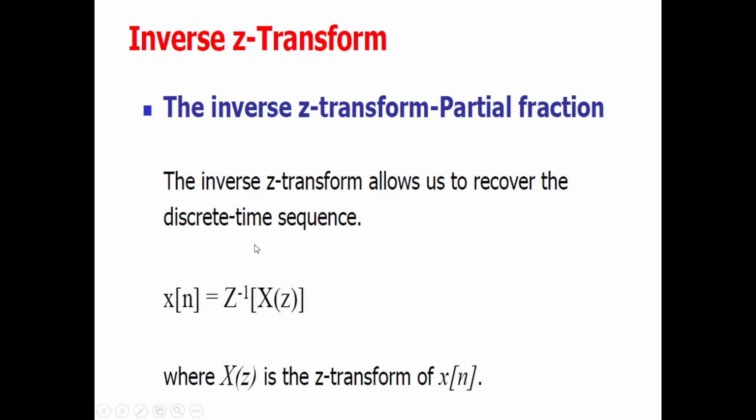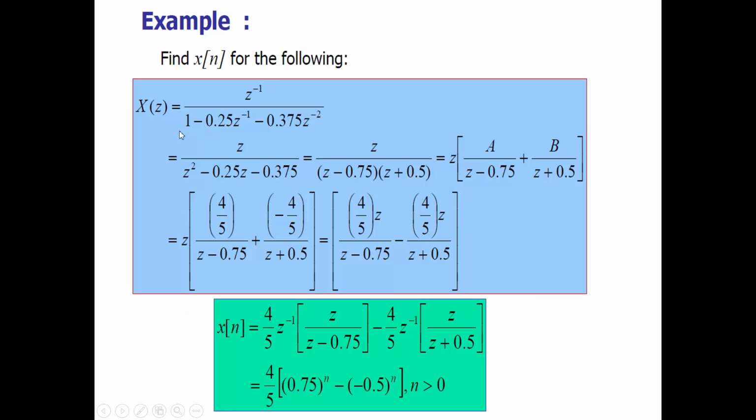Now we know that we can recover the discrete sequence back if we take the inverse z transform of X(z). So we will get the x[n] sequence back. Let us take one example in which X(z) is equal to z to the power minus 1 divided by 1 minus 0.25 z to the power minus 1 minus 0.375 z to the power minus 2. So what we do is we multiply the numerator and denominator by z square, right? So z to the power minus 1 will become z.